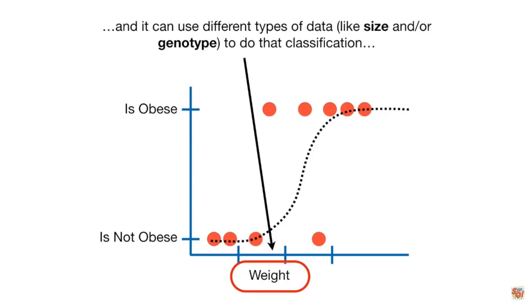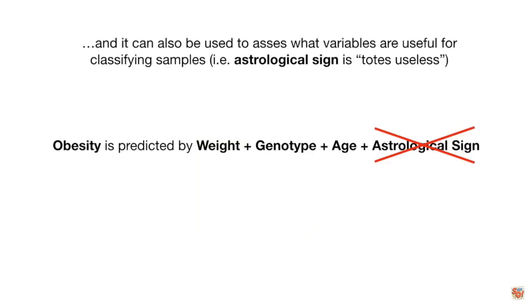In summary, logistic regression can be used to classify samples, and it can use different types of data, like size and/or genotype, to do that classification. And it can also be used to assess what variables are useful for classifying samples, i.e., astrological sign is totes useless.